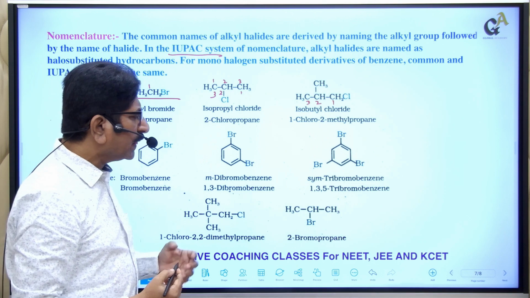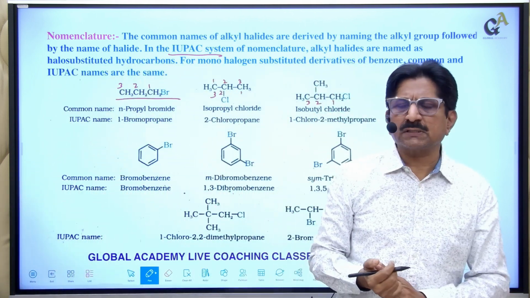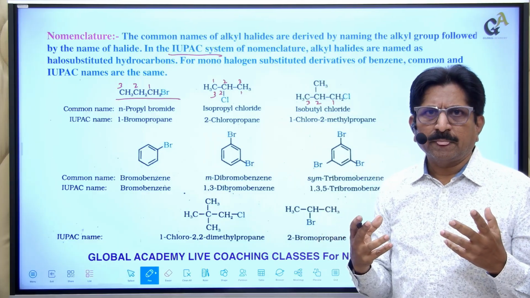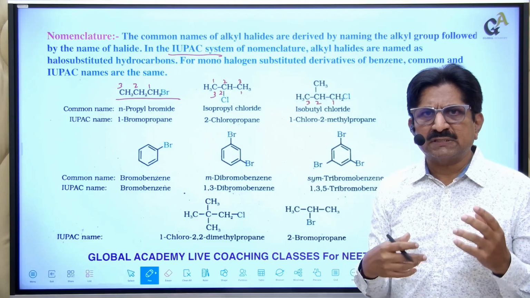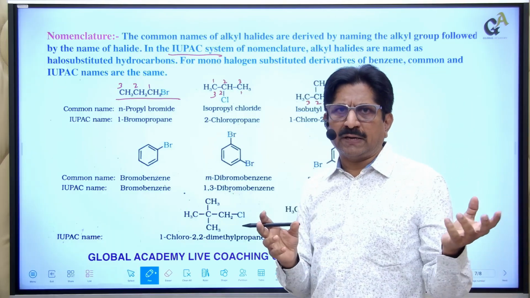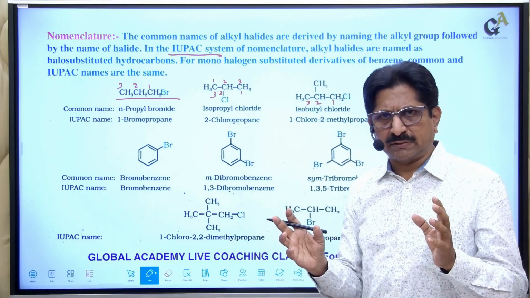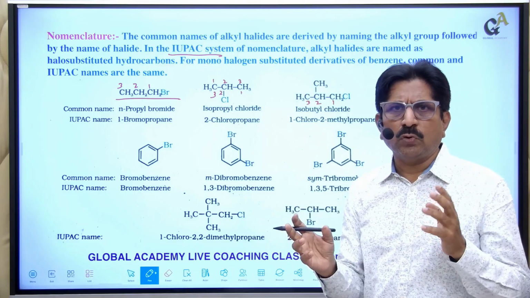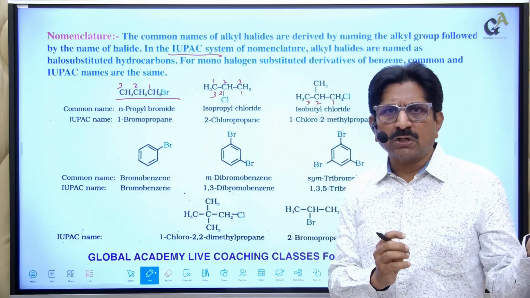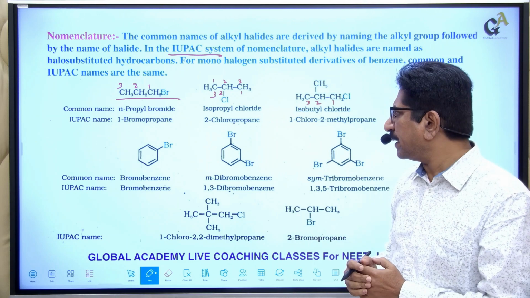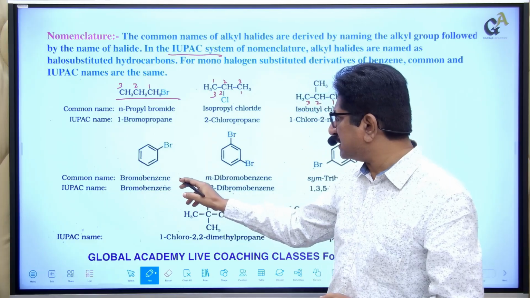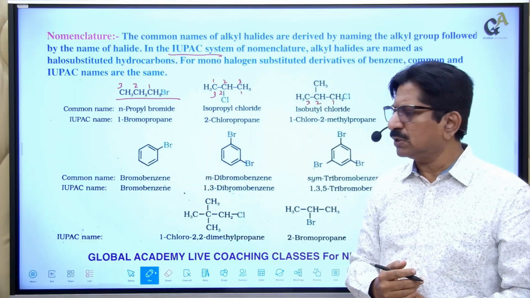Now, if we come to haloarenes, the common name and the IUPAC names are generally the same, but the only difference is that in place of ortho, para, meta, the numberings are given, like 1,3, 1,4, 1,2. We give the numbers instead of ortho, para, and meta used in common names. For example, if you carefully see this compound, it is bromobenzene. The IUPAC name is also bromobenzene.